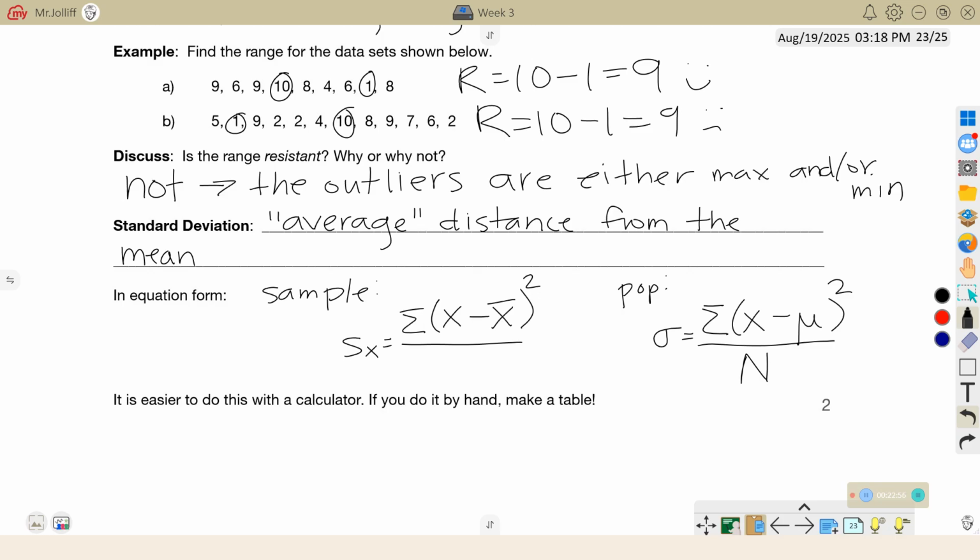For the sample, there is a slight tweak. If we are calculating the sample standard deviation, we divide by n minus 1. The AP board will never ask you why. They just expect you know that.